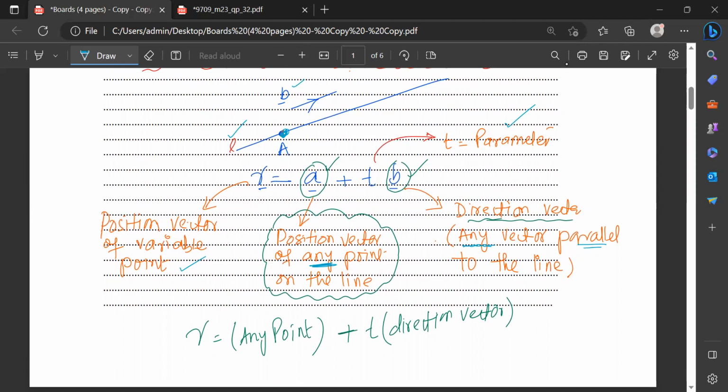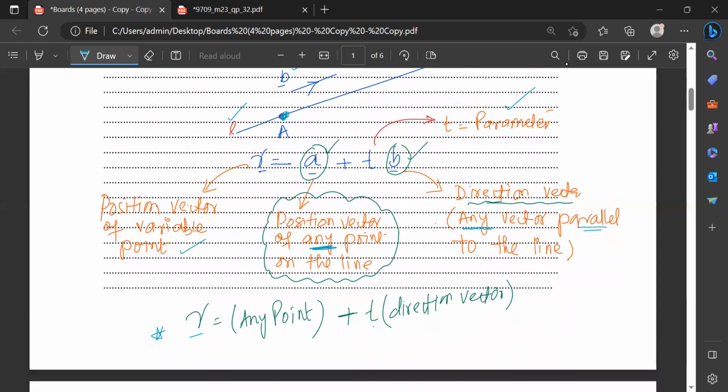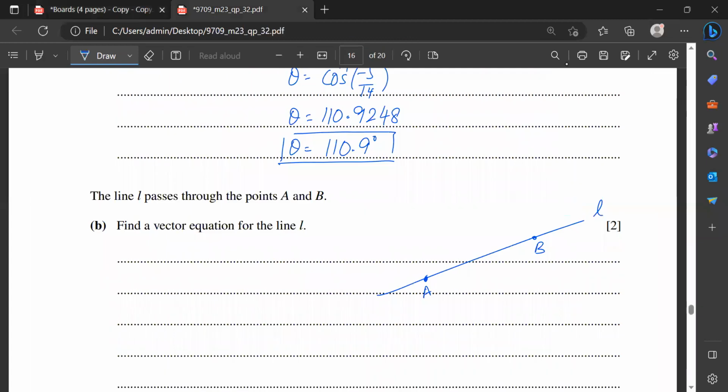So here I'm writing r equals a point position vector plus t times a direction vector. Just keep in mind this formula, r = a + tb. For solving the second part, we have r = a + tb. We have the understanding that r and t will remain there, and a and b are the two important things which we need. a is the point position vector, b is the direction vector.